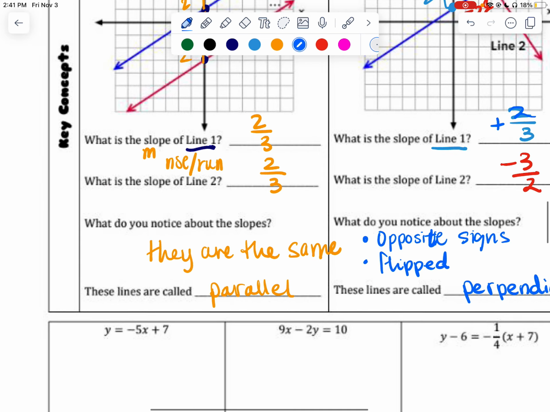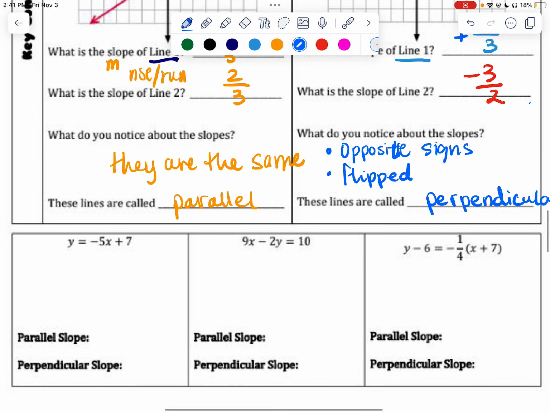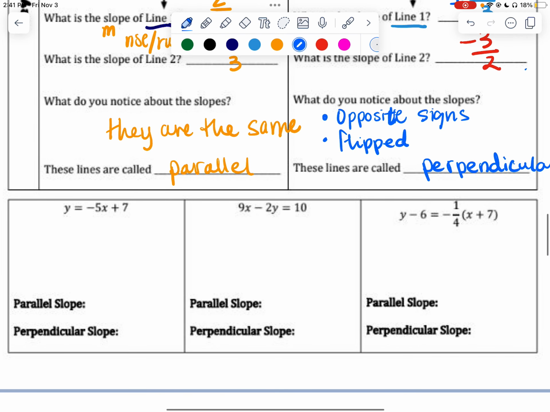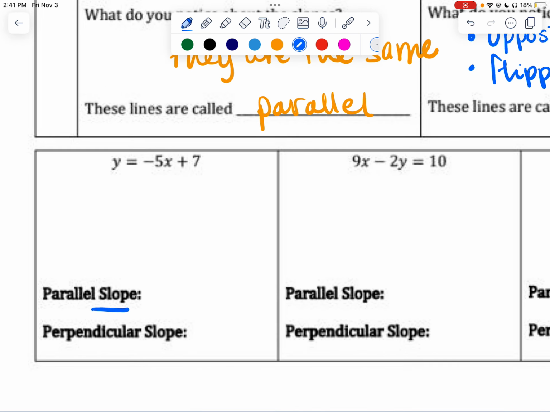All right, so now I'm going to look at the examples that I have right here. y equals -5x plus 7. If I'm looking here, first of all, to know the parallel slope and the perpendicular slope, I've got to know what the original slope is. This is in y equals mx plus b. So my slope is -5. So if I'm looking for the parallel slope, that's just going to be the same, -5.